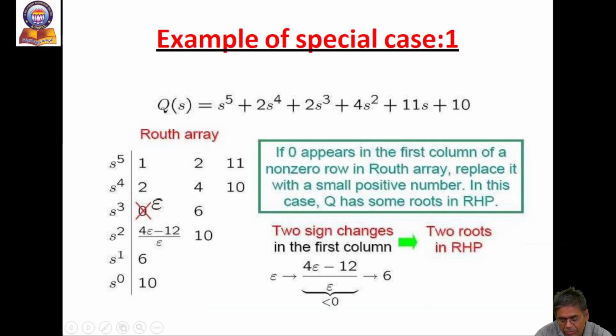This is nothing but approaches to 6. If epsilon is less than 0, then it is minus 6. Two roots are present in the right half of the s-plane. The system is said to be in an unstable condition.